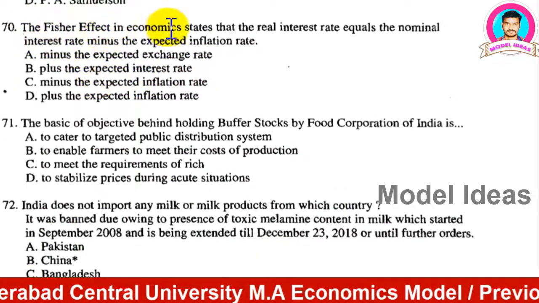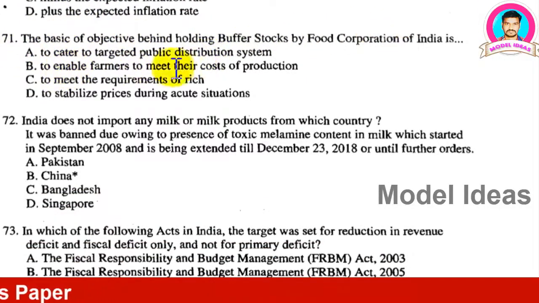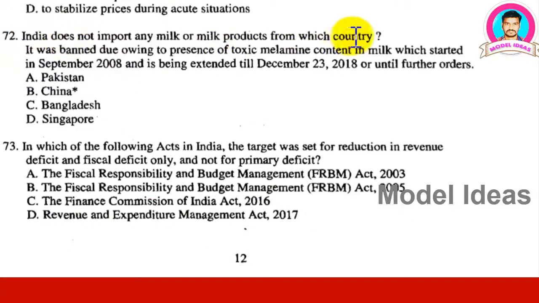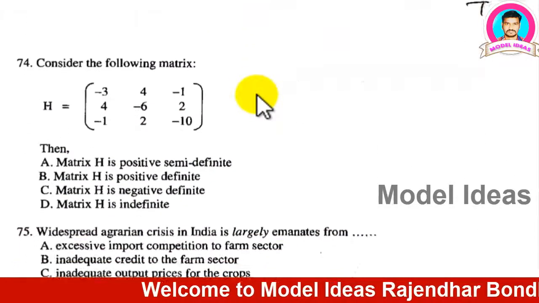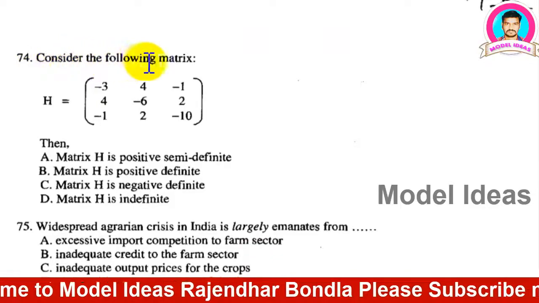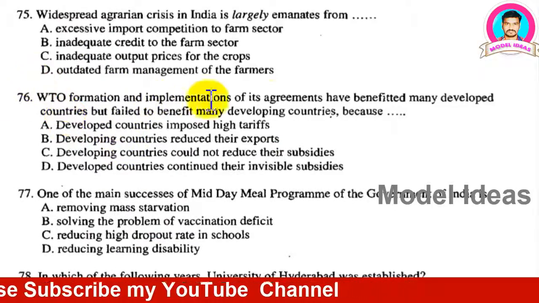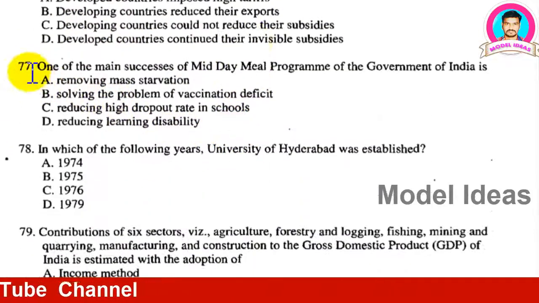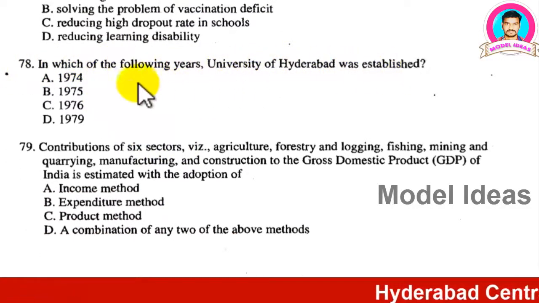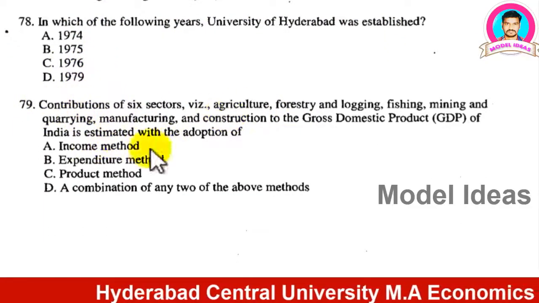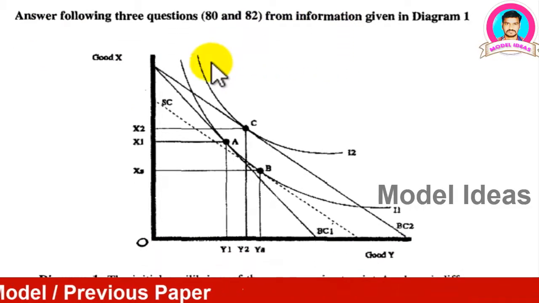70th question, the Fisher effect in economics is okay. 72 question, 73. Now question number 74, 75, 76, 77, question number 78, 79, then again 80, 82 questions.